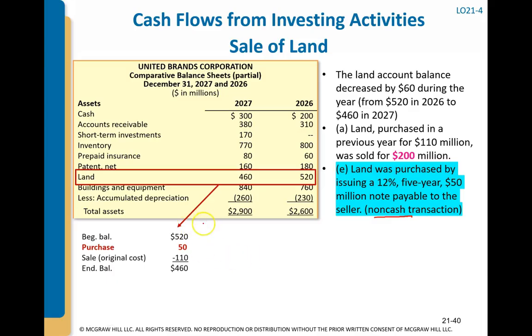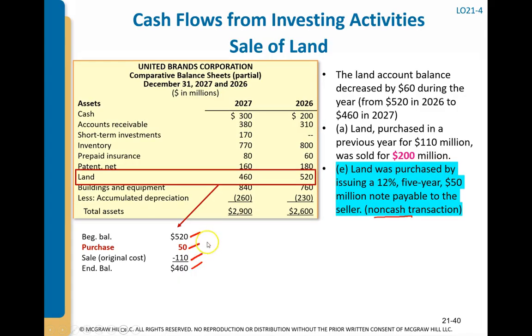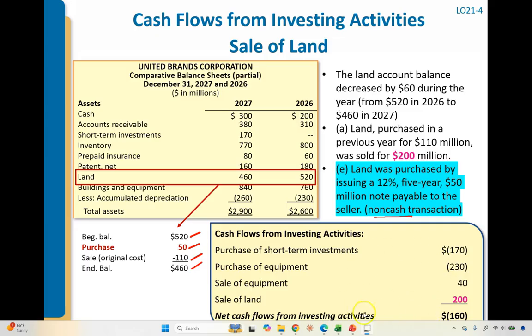But now let's roll forward our land account. So we have our beginning at 520. Now we purchased land for $50 million using a note, and we sold $110 million. Now we're at an ending balance of $460. So now we can be rest assured that our investing activity section is complete. And so now you can see down here in the bottom right, our net cash flow from investing activities is actually a net cash outflow, or sometimes called net cash used, of $160.